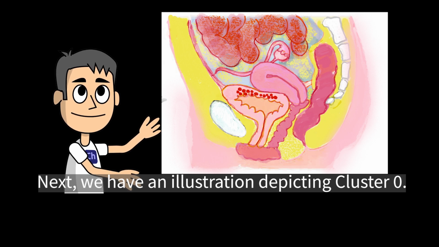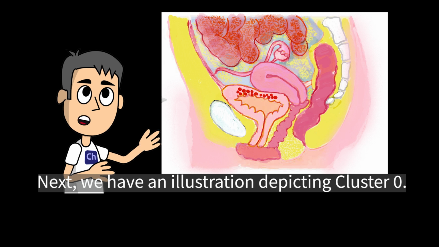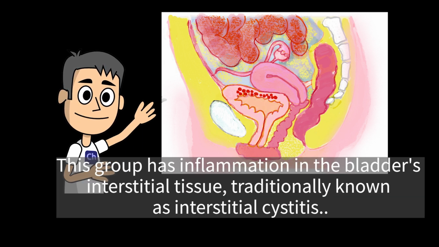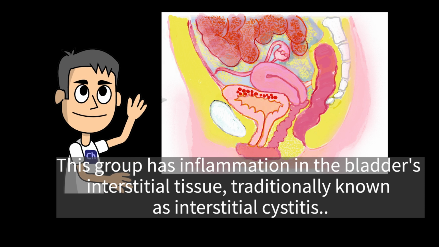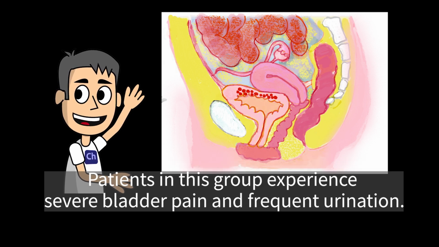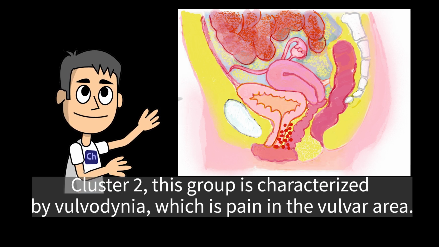Illustration 2, Cluster 0, Bladder Pain Subtype. Next, we have an illustration depicting Cluster 0. This group has inflammation in the bladder's interstitial tissue, traditionally known as interstitial cystitis. Patients in this group experienced severe bladder pain and frequent urination.